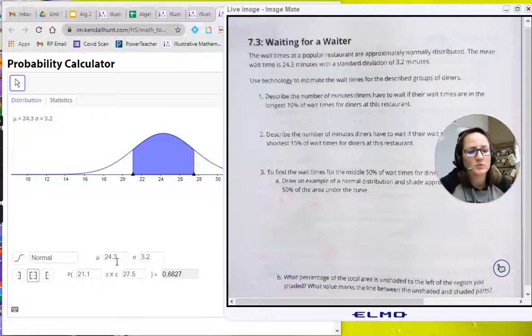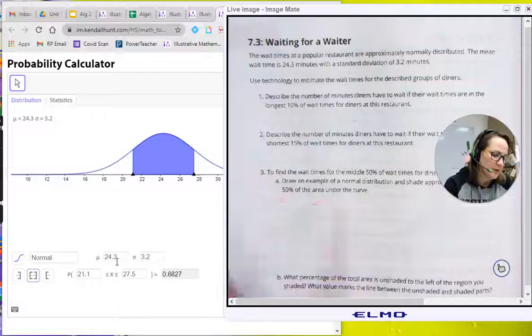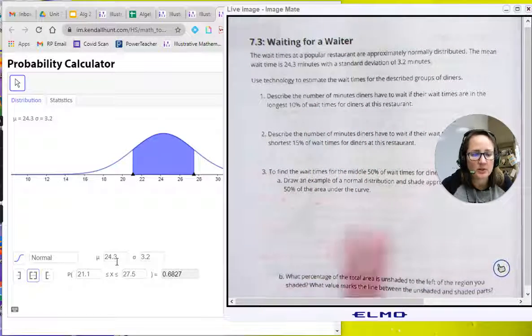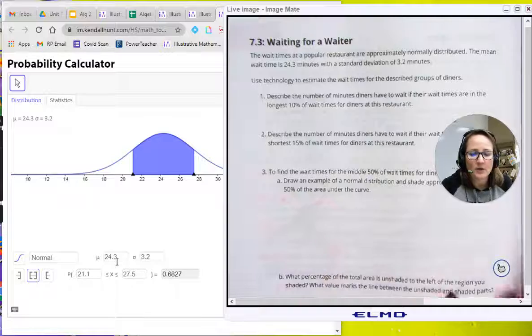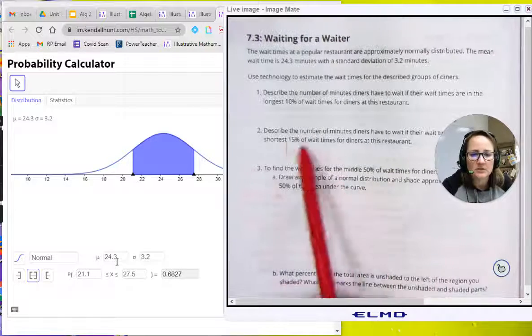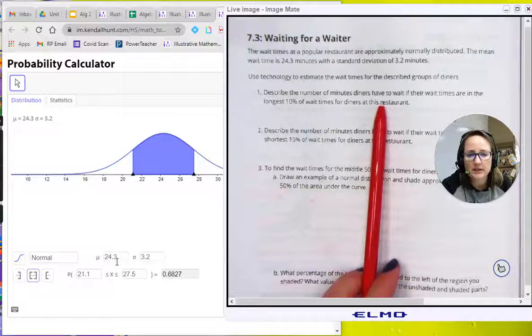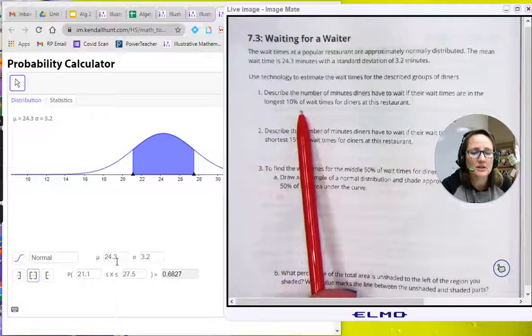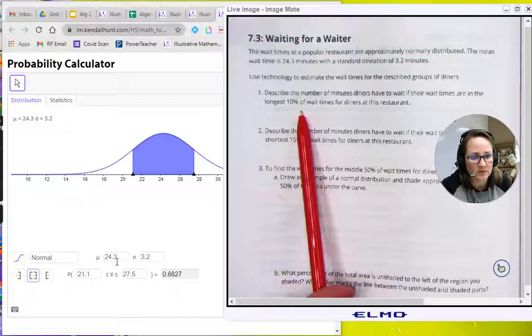So the average person waits about 24 minutes for their waiter to come, I guess, from the time that they walk in the door to be seated for a waiter. Seems like a long time to me. Use technology to estimate the wait times for the described group of diners. Okay, so what's cool about this, we're going to see this here. Describe the number of minutes diners have to wait if their wait times are in the longest 10% of wait times for diners at this restaurant.